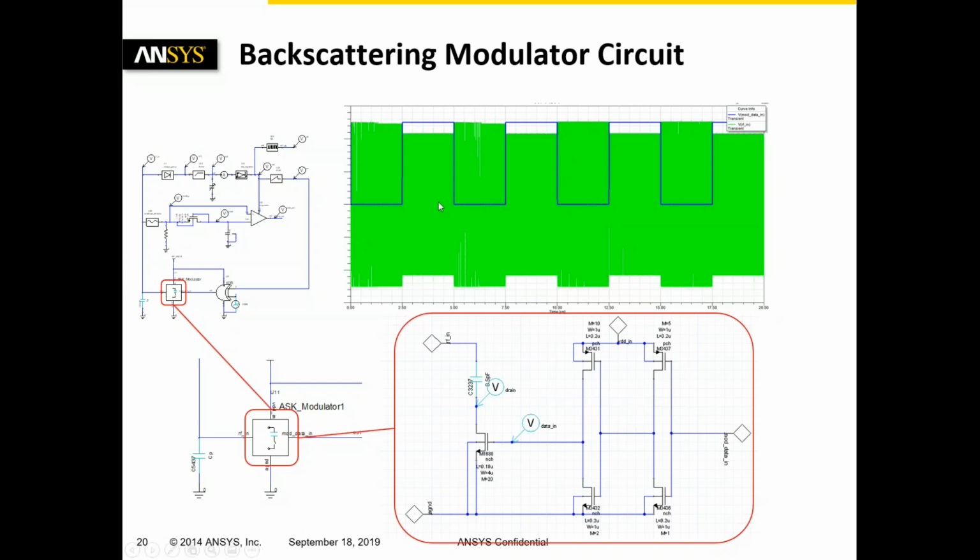So as you can see, as the step function goes between 0 and 1, the RF signal changes its magnitude accordingly.